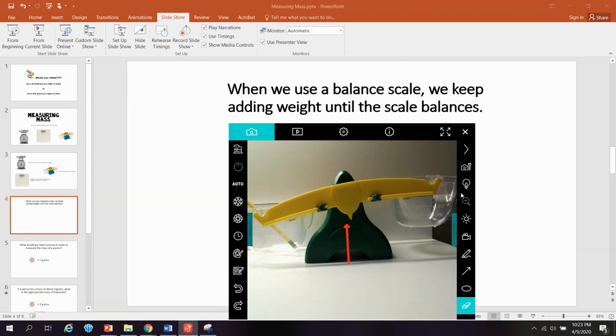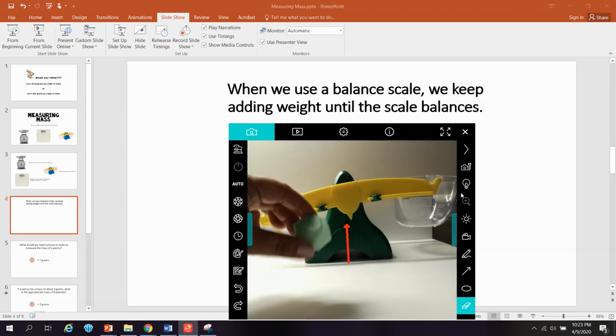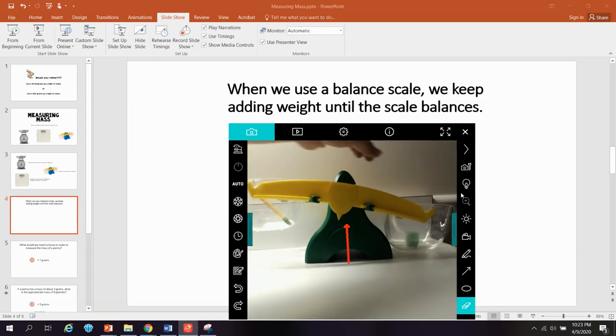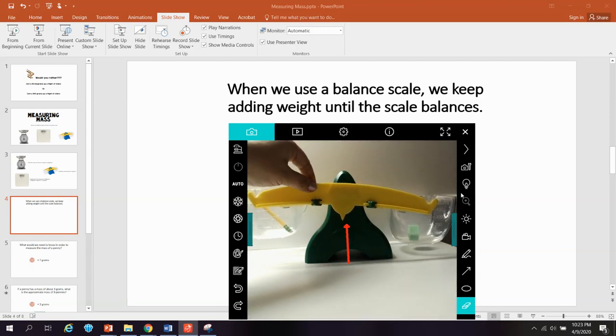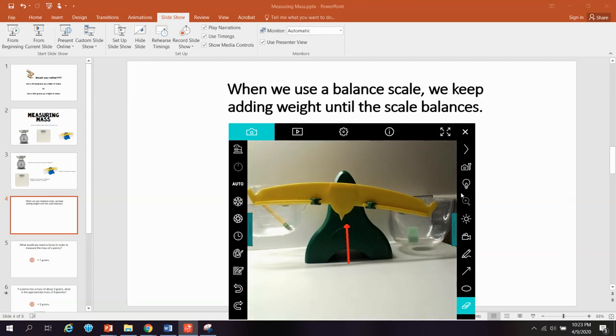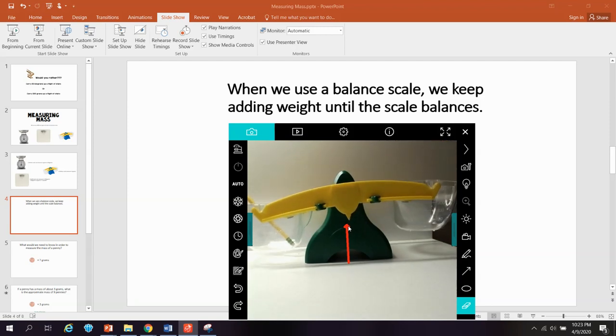I am going to just go ahead and try out my 10-gram weight, and I'm going to see if they're equal. I'm just going to make sure that it's stable, not wiggling so much. And as we can see now, the pointer has gone the other way, so it's showing me that the 10-gram weight there is heavier than the pencil. They are not even, right? My pointer is not in the middle, so they do not have an equal mass right now. So then I know that 10 grams is probably too heavy.